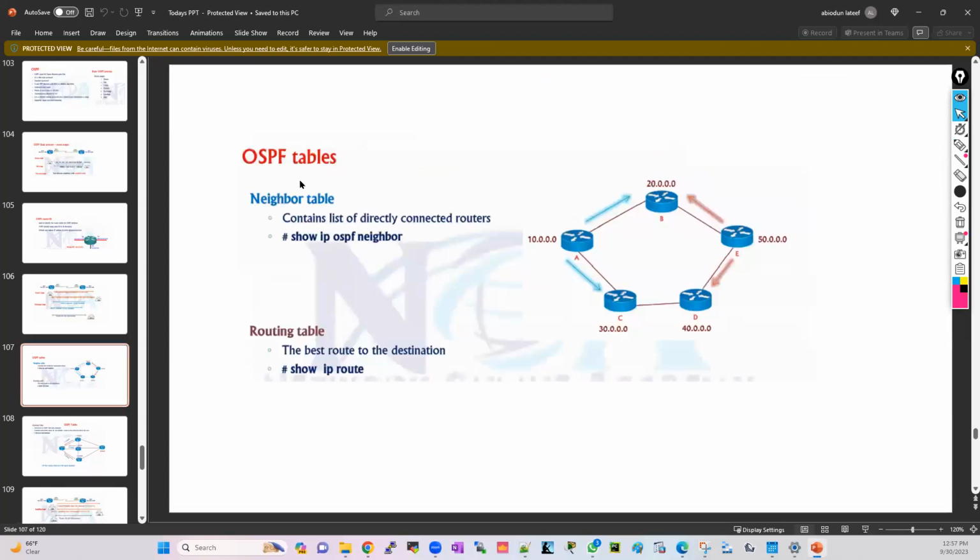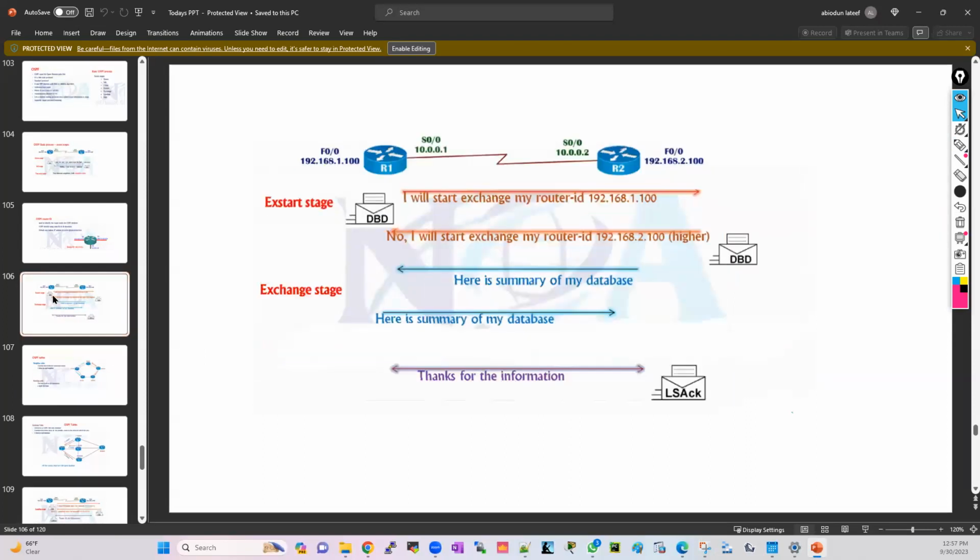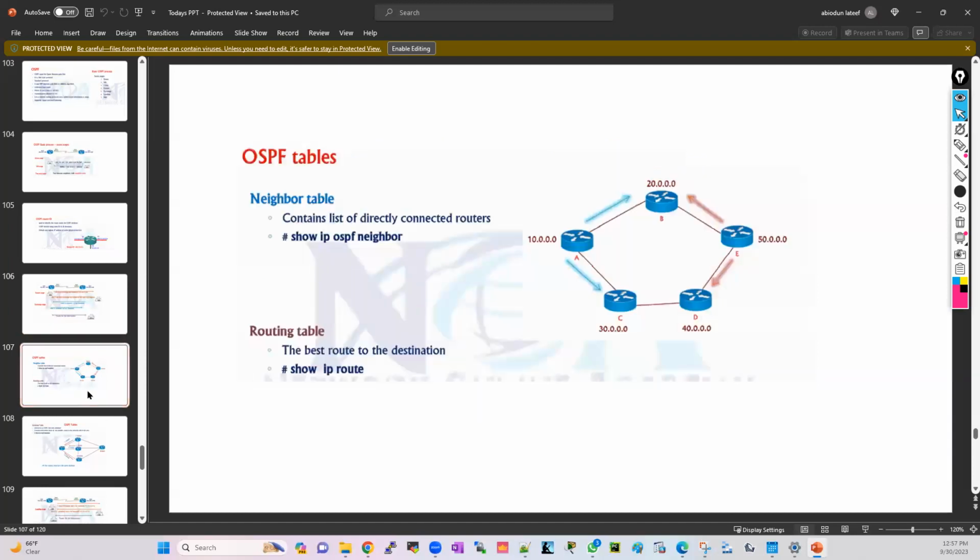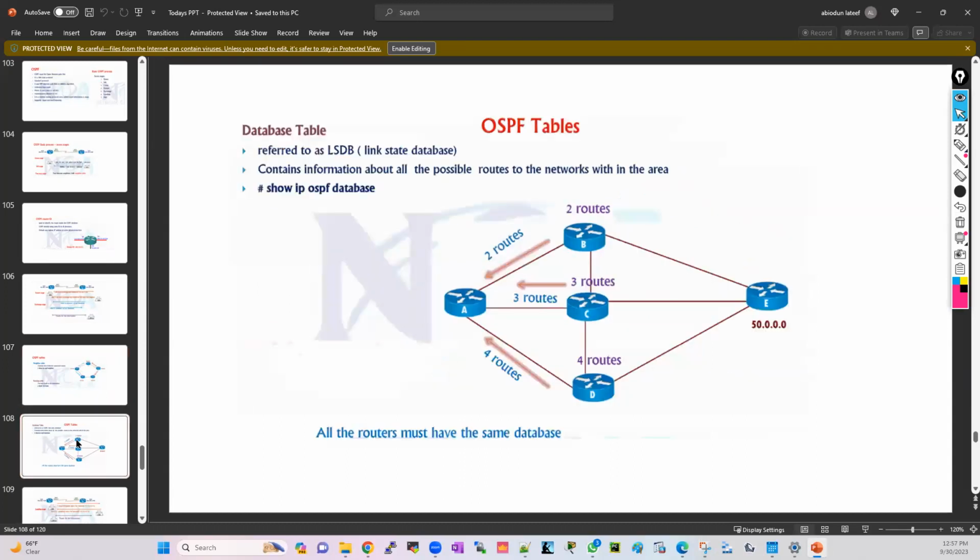Okay, this is configuration. I don't want to do that configuration today. This configuration, this is still configuration.